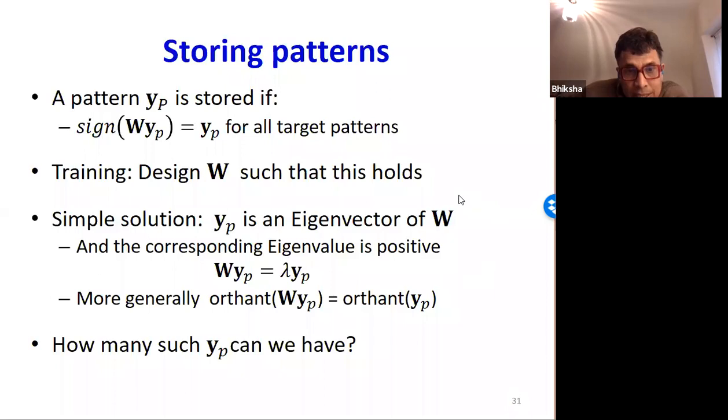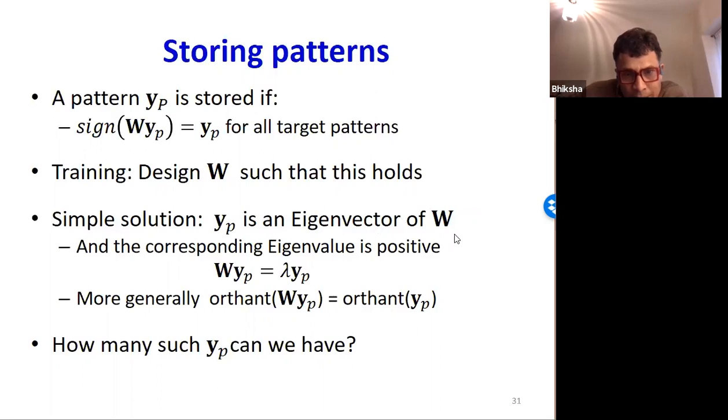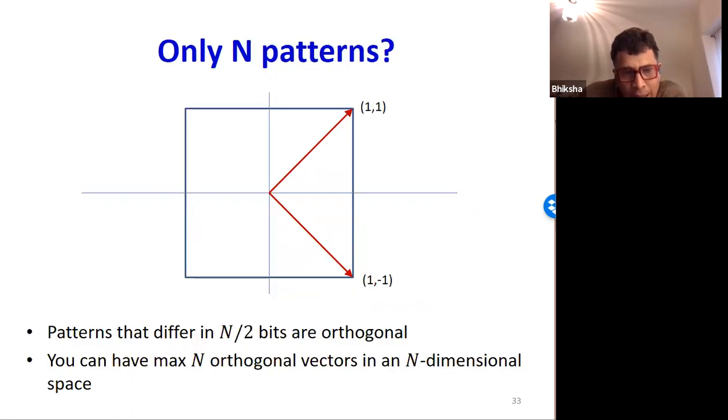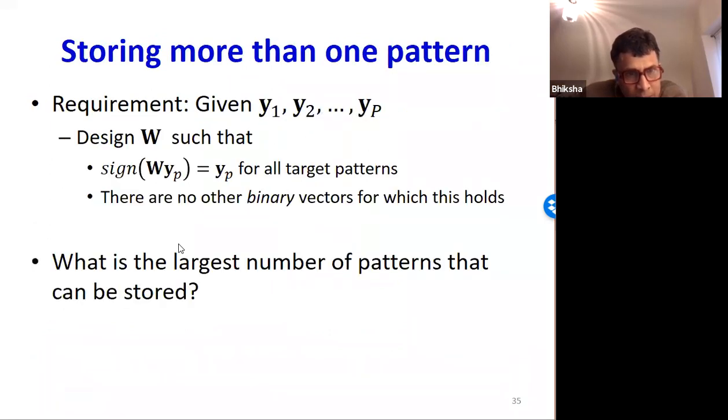And how many such eigenvectors can we have for a matrix of n cross n for an n-bit network? The matrix is an n cross n matrix, and furthermore, the matrix is symmetric, the way we defined it for the Hopfield network. Now in an n-dimensional space, you can have at most n orthogonal vectors, number one. And number two, for any symmetric matrix, the eigenvectors are orthogonal, right? The eigenvalues may be positive or negative.